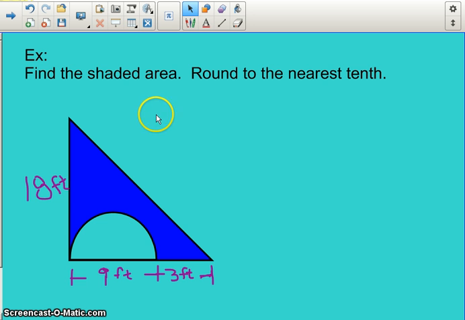Alright, so this one is going to be a little different because now we've got to figure out the shaded region. Looks like we want to figure out the total area of the triangle minus the area of the circle.